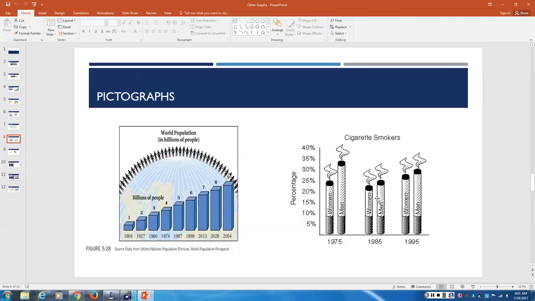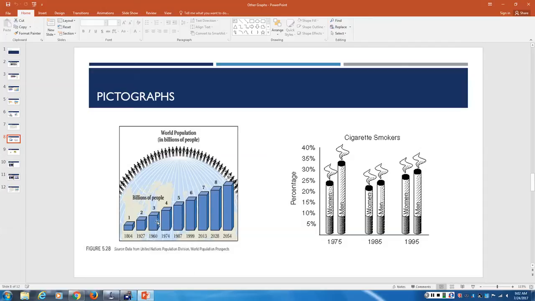What was interesting to me looking at this graph is that from 75 to 85, the overall percentage of people smoking cigarettes dropped. But in 1995, it came up again. And I'd be curious to know why that might have been. And I'd also like to know what it would look like for 2015. Would it continue to go up or down? I suspect down.